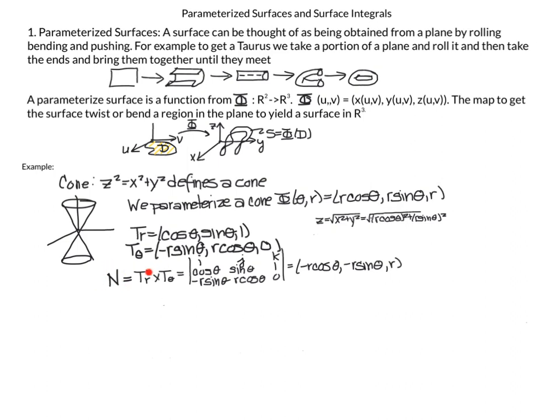To get my normal, I take the cross product, t_r cross t_theta, and I'm going to end up with minus r cosine theta, minus r sine theta, and r.